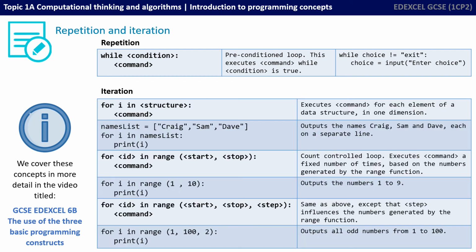The other form of looping is known as iteration, and for this we use for loops. Now, there are many ways of using for loops in Python, and you will explore several of them as you go through the course.